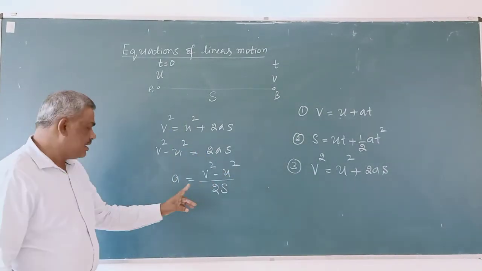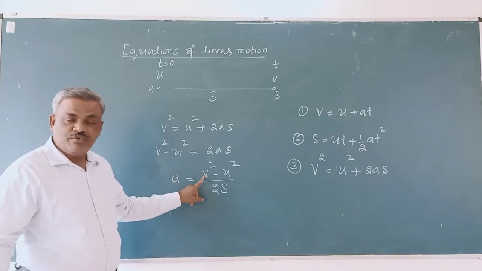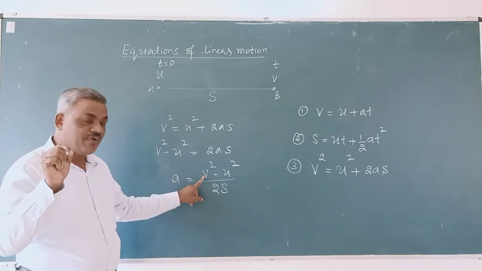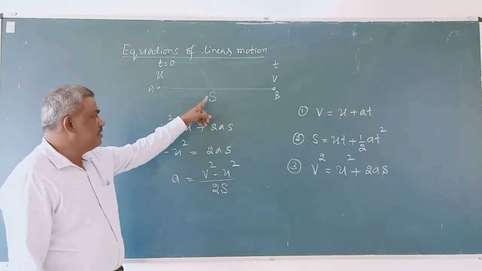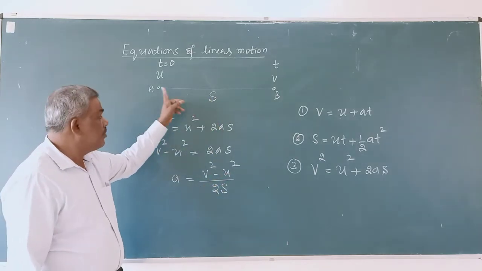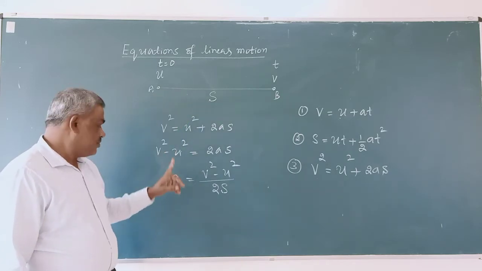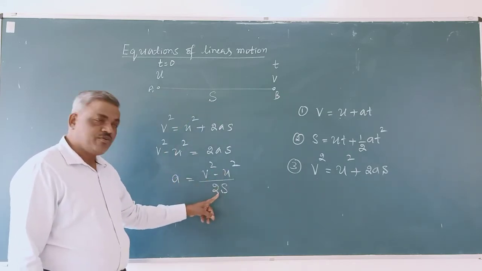One more formula here: a equals v square minus u square by 2s. v is the final velocity, u is the initial velocity, and s is the distance traveled by the body from A to B. So a equals v square minus u square by 2s.